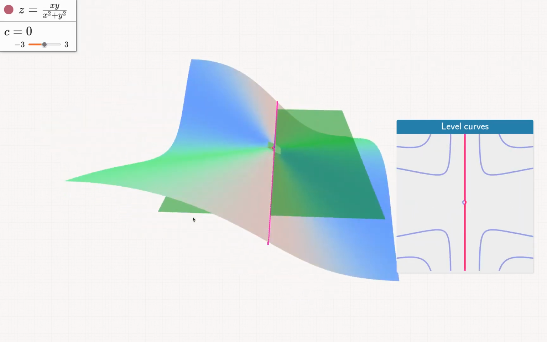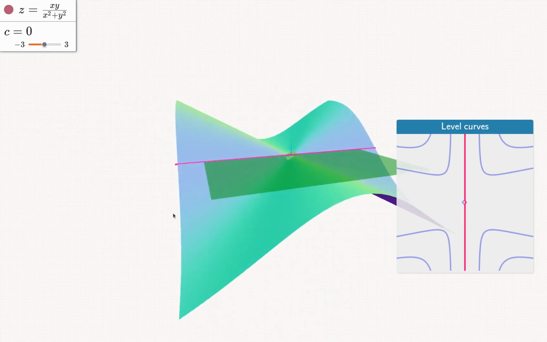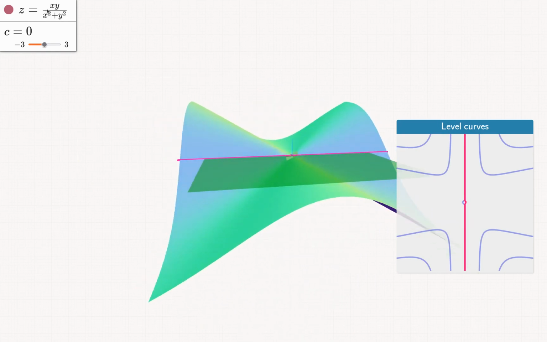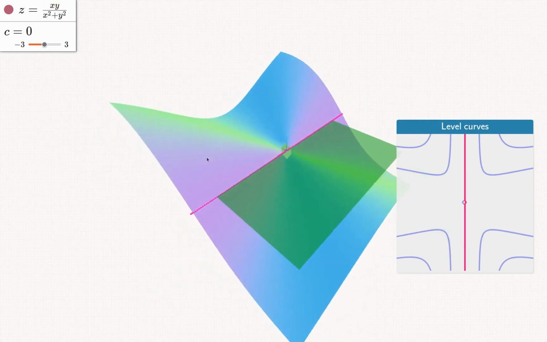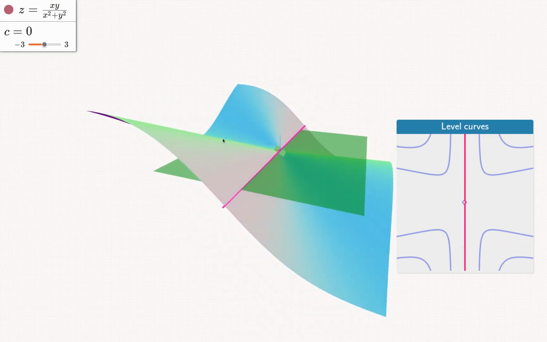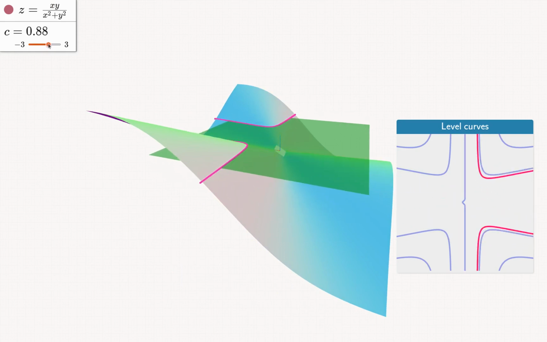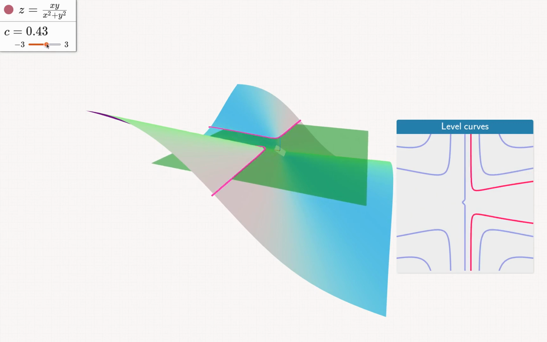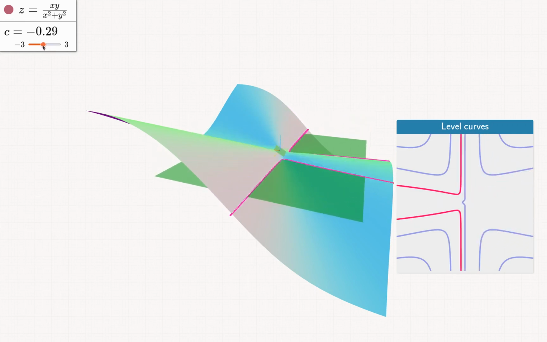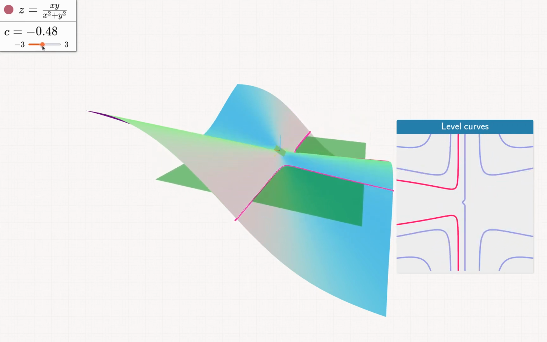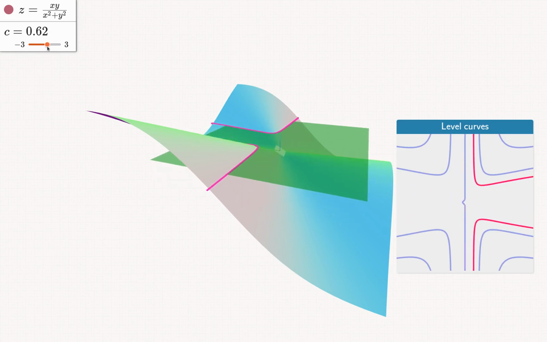So here now we have the function f(x,y) = xy over x squared plus y squared. So here the level curve at 0 is going to be sort of a boring line, but otherwise we get these hyperbolas. See how it shifts when we pass 0.